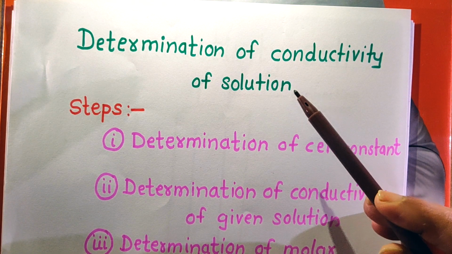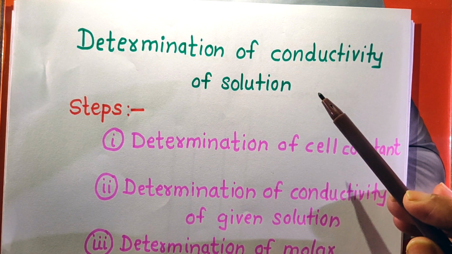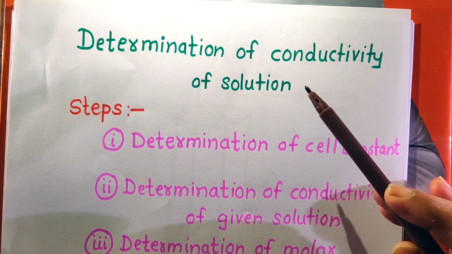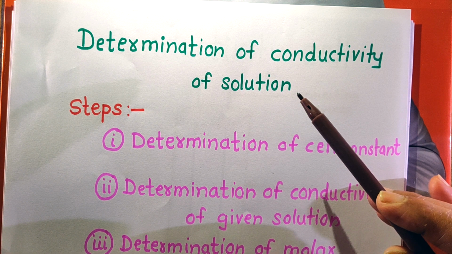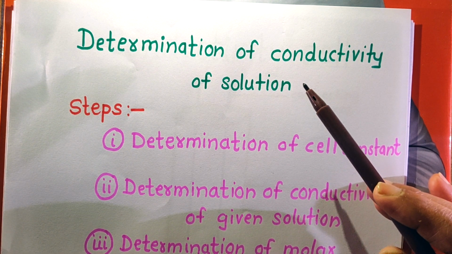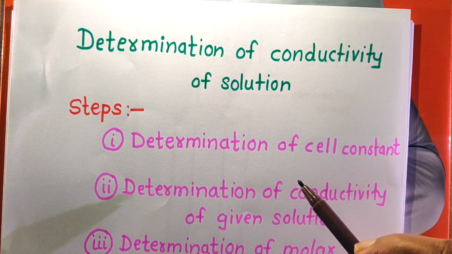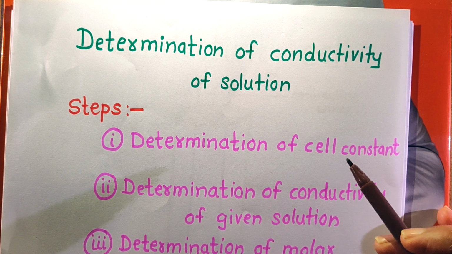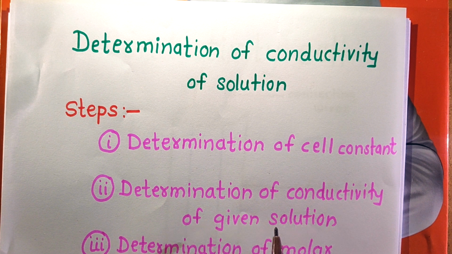Until now, you know what is conductivity of the solution, what is molar conductivity. Now, today in this video, we will consider the determination of conductivity of the solution, how conductivity of the solution can be experimentally found out. There are three steps involved in this experiment. The first one is determination of cell constant. The second is determination of conductivity of the given solution, and then determination of molar conductivity of the solution.